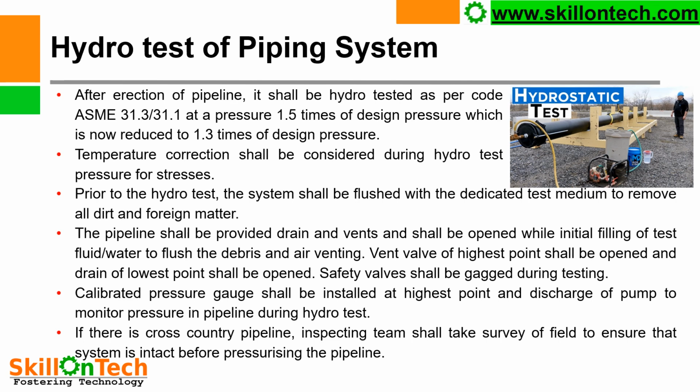A calibrated pressure gauge shall be installed at the highest point and at the discharge of the pump to monitor pressure in the pipeline during hydrotest. If there is a cross-country pipeline, the inspecting team shall take a survey of the field to ensure that the system is intact before pressurizing the pipeline.